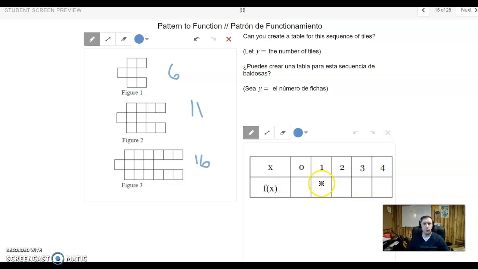So my first figure has 6, my next figure has 11, last figure has 16. My fourth figure would probably have 21 if I wanted to find it. What does the 0 figure have? Well, I would go backwards 5.